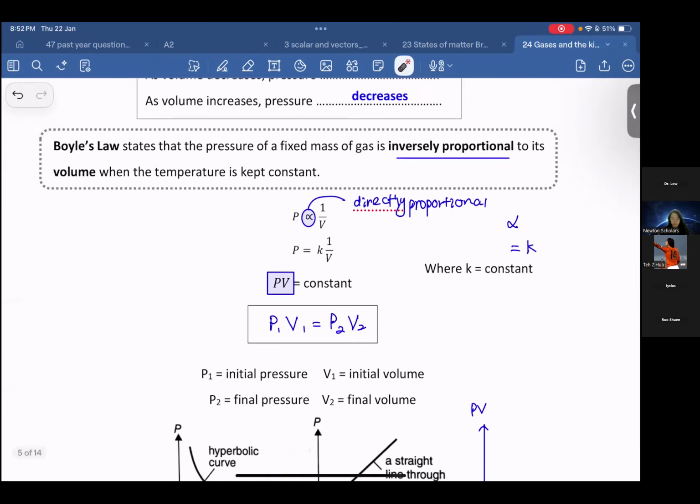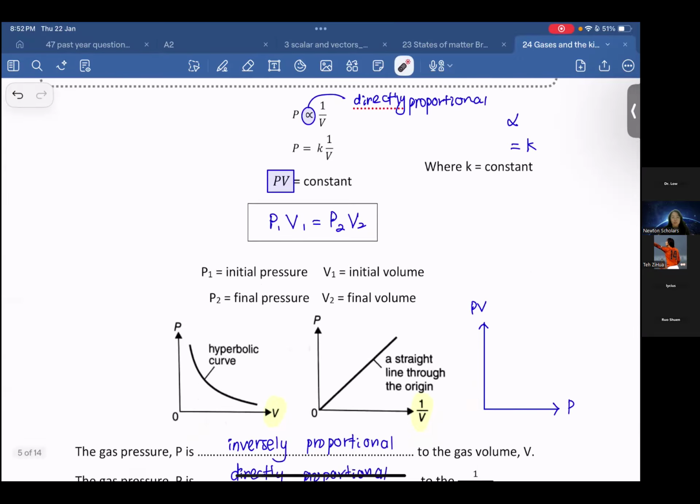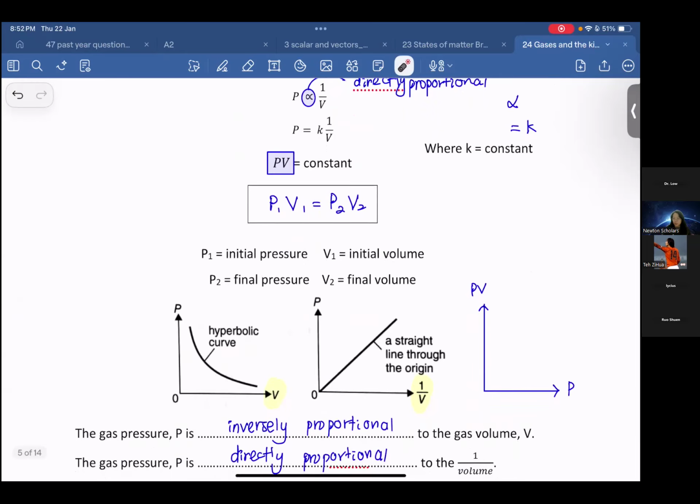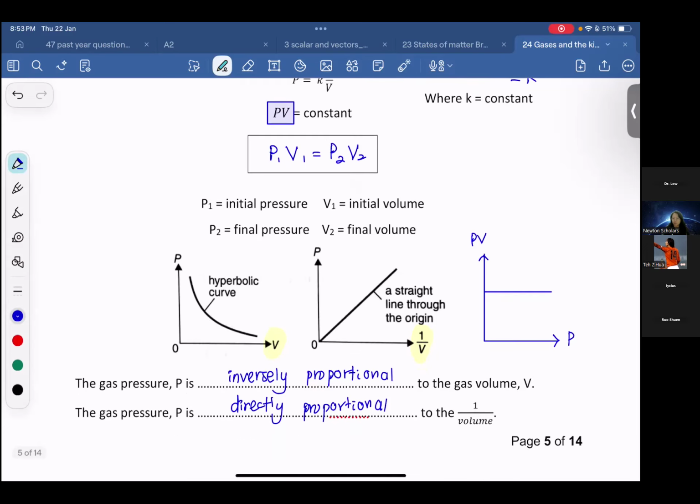What page? This is page 5. Here, if I change my pressure, what happened to my P times V? Here, boys and girls, P times V is a constant number. No matter how you change, the other variable will change accordingly. So at the end, for this graph, it will be a horizontal line. No matter how you change your pressure, your PV graph will be the same.